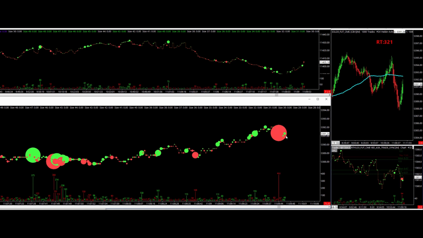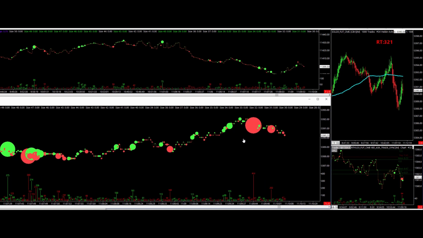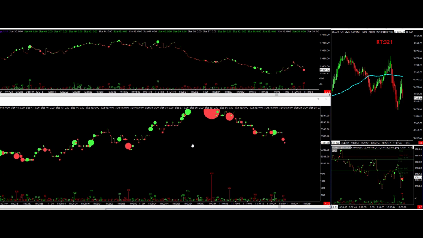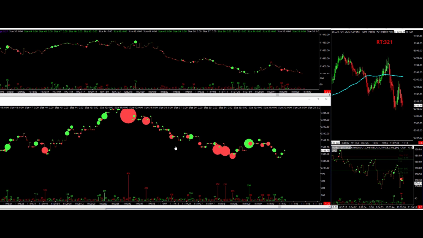And then there's a big red ball that shows up in the tape. 400 lots. And then that actually reverses the market, brings the market down. And I believe at some point in time around here is when I started shorting, because that's what really gave me the confidence that we were going to start making lower lows.